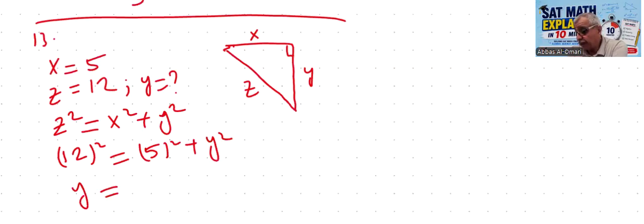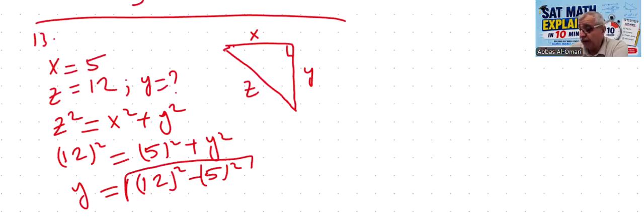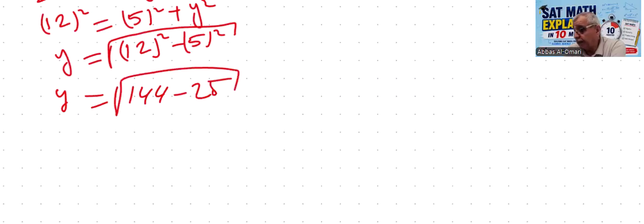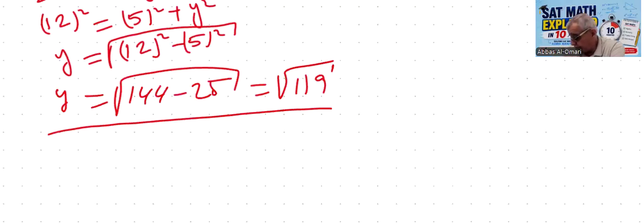So Y equals the square root of 12 squared minus 5 squared. We want to simplify. So Y equals the square root of 144 minus 25, which is the square root of 119. This is a very straightforward problem, a direct application of the Pythagorean theorem.